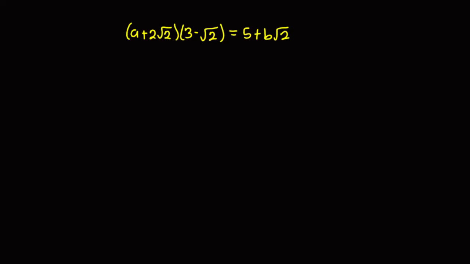Okay, in this video we are to solve for the value of a and b in the problem (a + 2√2)(3 − √2) = 5 + b√2. Now what I'm going to do is present two different approaches which must lead to the same values of a and b.